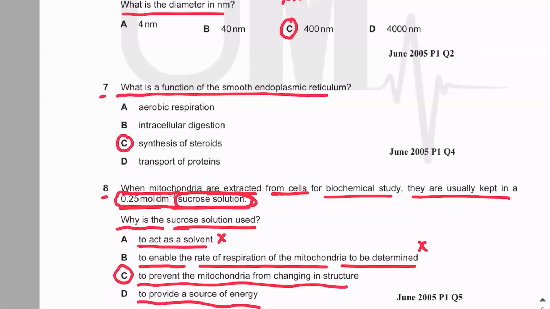And maybe this water potential is equal to the water potential of the mitochondria. So there are isotonic conditions. And what will happen? There will be no net movement of water. So mitochondria will not change in structure. Are you getting my point?